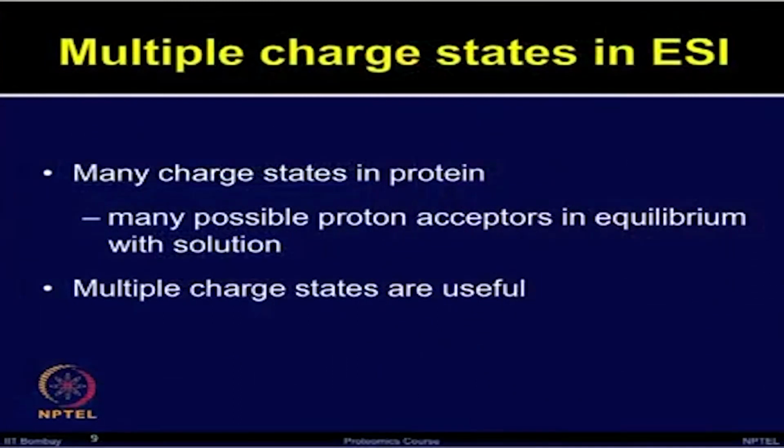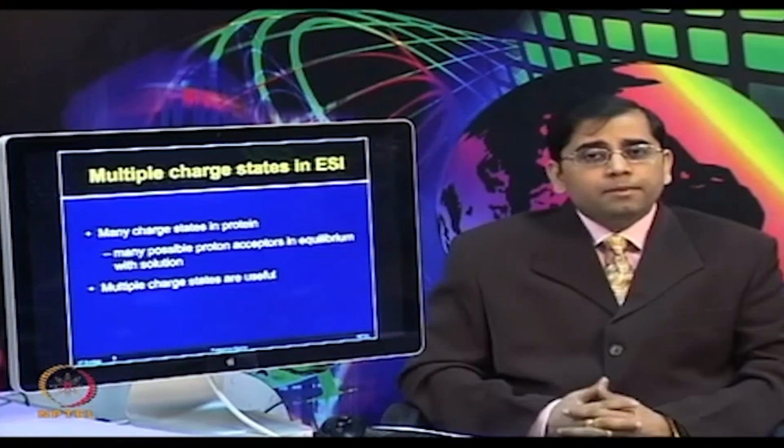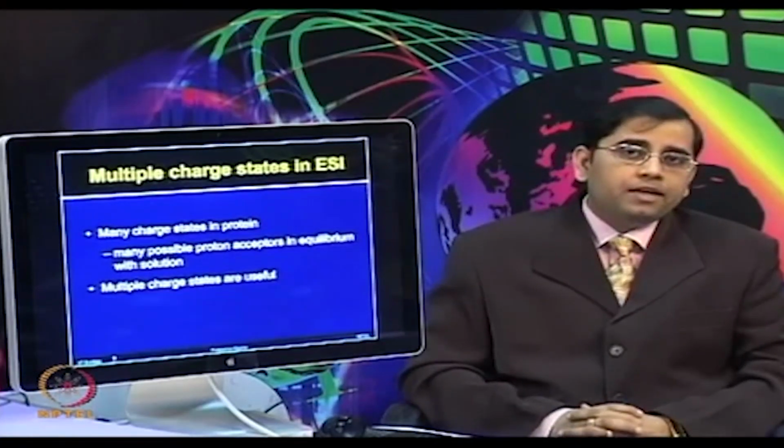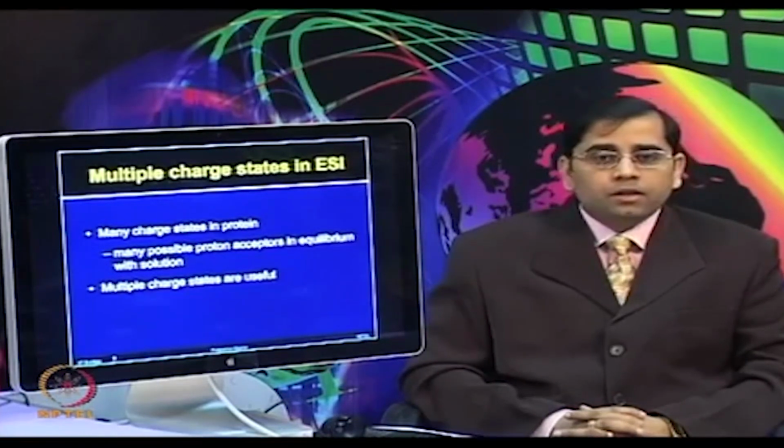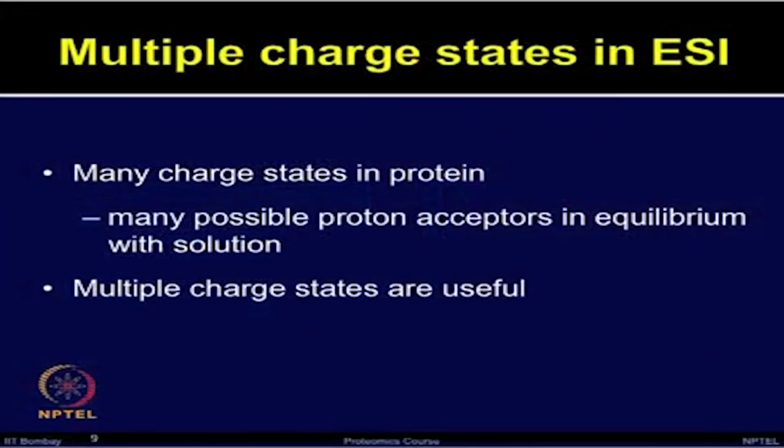I will talk in more detail about how various types of ionization sources work much later in the lecture, but just in this context I would like to mention that there are multiple charge states present in electrospray ionization. So, many charge states in proteins, there are many possible proton acceptors in equilibrium with the solution. So, the multiple charge states are quite useful because they form ions which are in the mass range of mass analyzers such as TOF, quadrupoles, ion traps, etc.